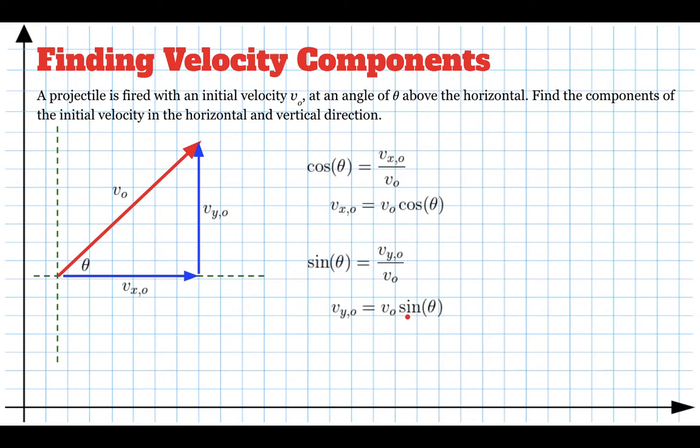So when we're solving a problem and an object is launched at some general angle with an initial velocity, we can break it down and figure out how fast it's moving horizontally and how fast it's moving vertically with these two formulas. So we're going to put that together now and solve a problem that involves a general projectile.